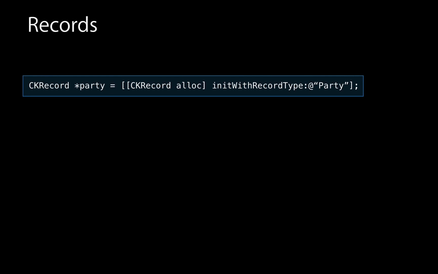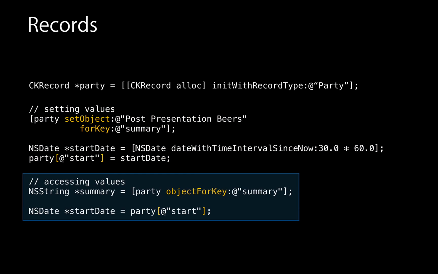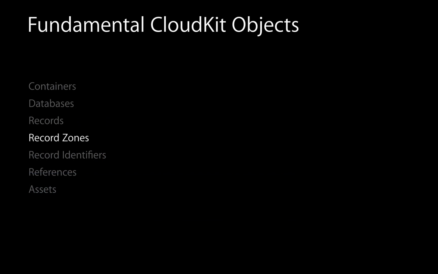So how do I create a party record? Well, I create one, just as you might imagine, with a party record type. I can now set values on it, and I can read values from it using either the dictionary or keyed subscripting syntax. Those are records.